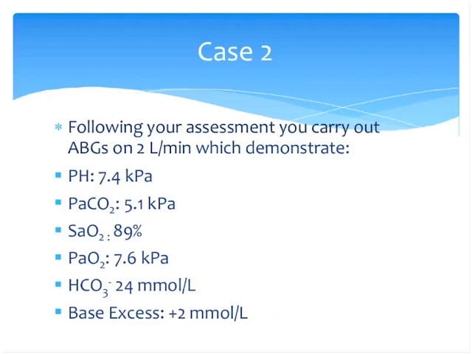So following your assessment in the clinic and your review, you carry out her arterial blood gases on the 2 litres a minute, which is what she's currently receiving at home, and these are the results you get. So her pH is 7.4, her PaCO2 is 5.1, her saturations are 89%, her PaO2 is 7.6, and her HCO3 is 24 with a base excess of +2. So again, take a moment or two just to look at those results and decide what you think you might want to do with this lady.